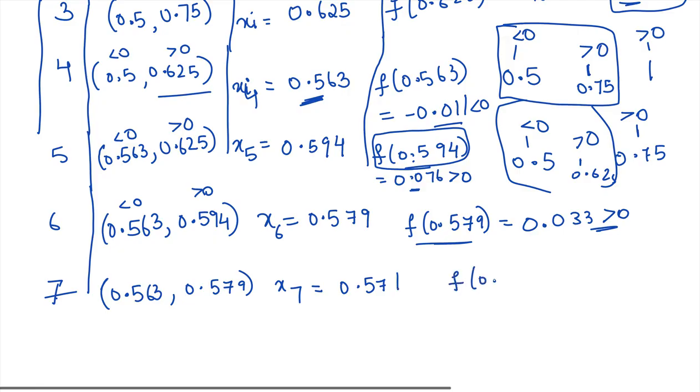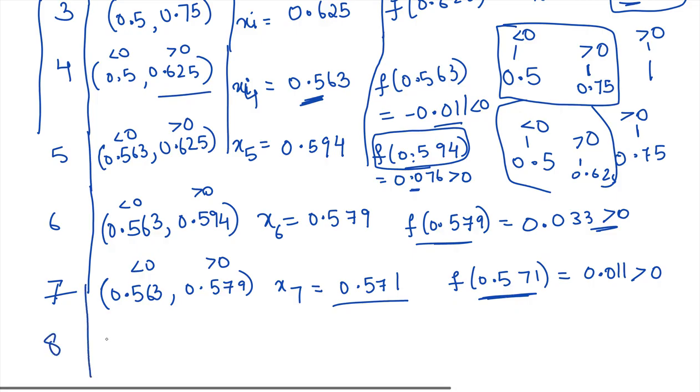Now what is f of 0.571? It's 0.011, again greater than 0. This is less than 0, this is greater than 0. So what would we take? Whatever the middle value we are finding out, and since this was greater than 0, we will include it, and we will take the less than 0 one from our previous interval. So 0.563 comma 0.571. I'm just repeating again. If this was less than 0, we would have taken the greater than 0 number from our previous interval.